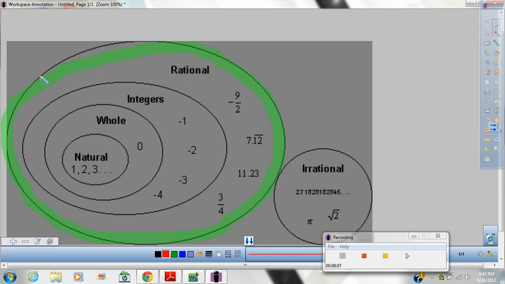Rational numbers include everything in this green circle. Is a whole number always going to be rational? Yeah, it is. Is an integer always going to be rational? Yep, it's in the green circle.